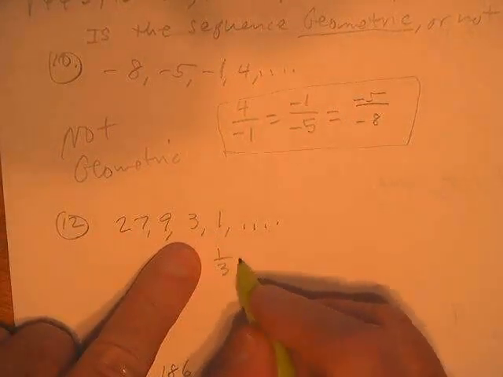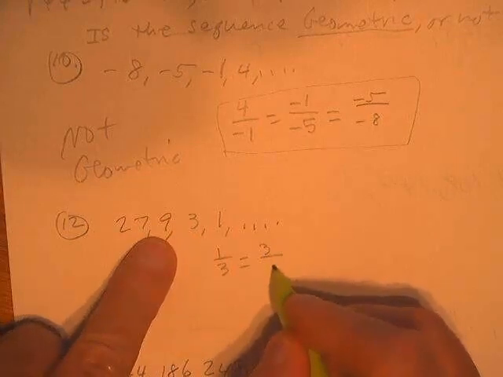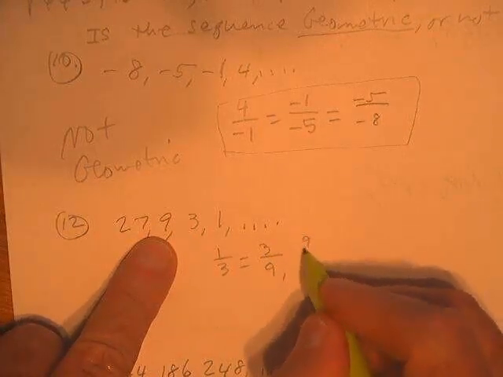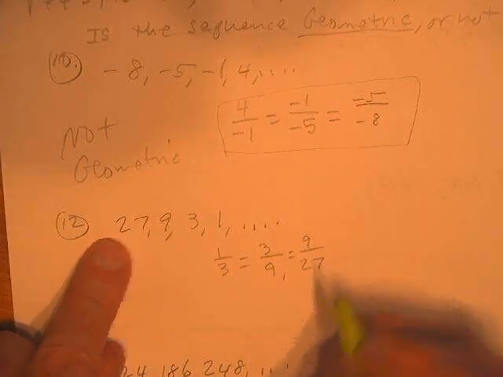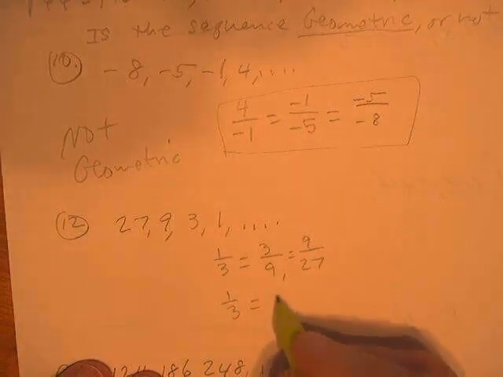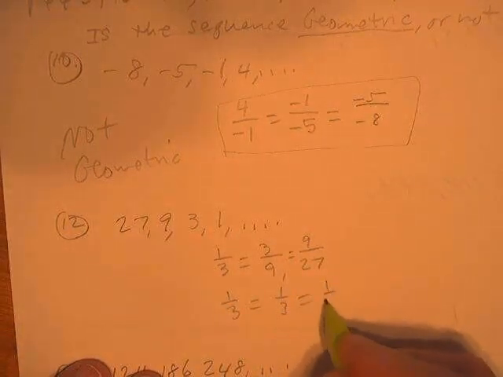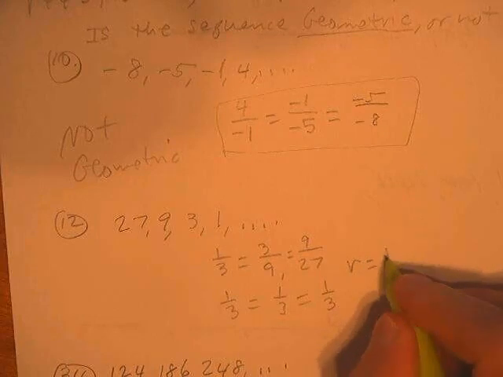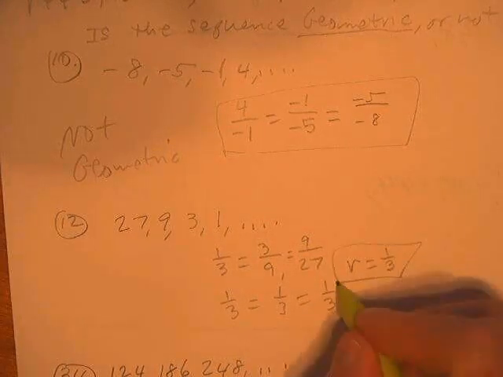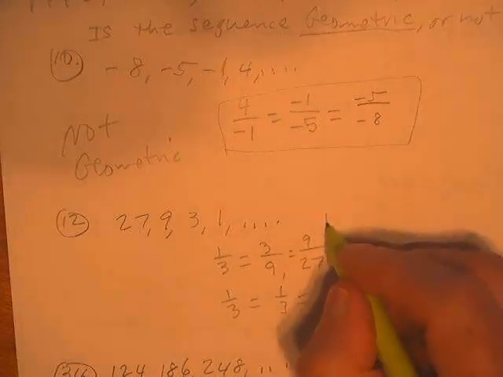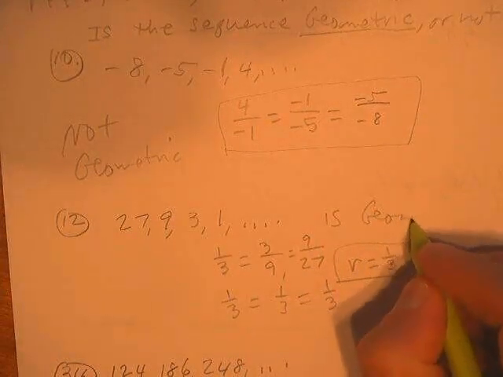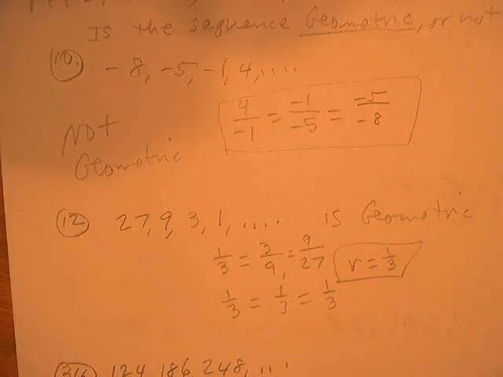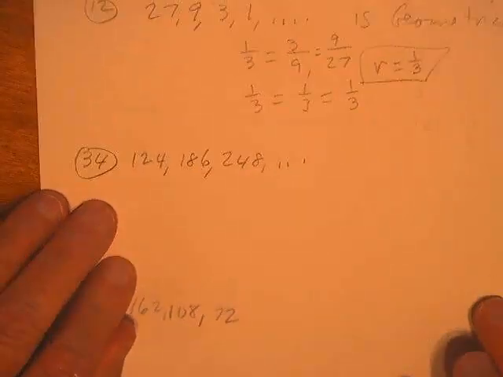1 divided by 3. 3 divided by 9. 9 divided by 27. Reduce all those fractions. They're the same every way. This has a common ratio. Actually, R would be a third. You'll eventually be asked for that. So this one is geometric. Very good.